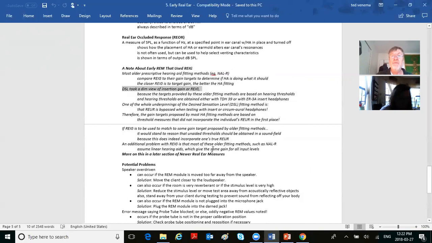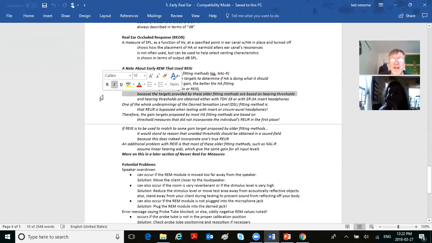DSL. Look what I've highlighted there. DSL took a dim view of insertion gain. Richard Seewald, in London, Ontario, Canada, at Western University. Sorry, it came from that pink country north of you, okay? That changed real ear. He looked at it and said, why are you looking at REIG?